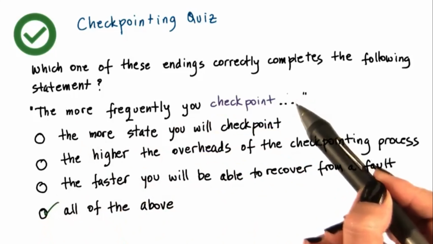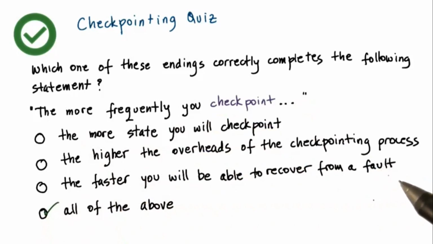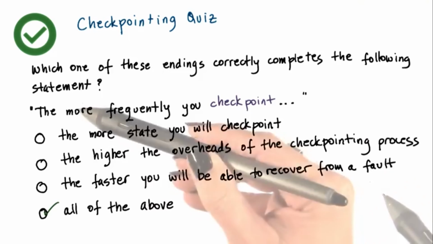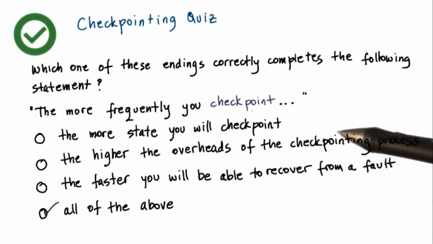The more frequently you checkpoint, the faster you will be able to recover from a fault. This is true because with a frequent checkpoint, you will have a recent checkpoint compared to the point of execution when the fault occurred. So you will have to replay or re-execute a smaller amount of the execution of the process. Clearly, the more frequently you checkpoint, the higher the overheads of that will be.